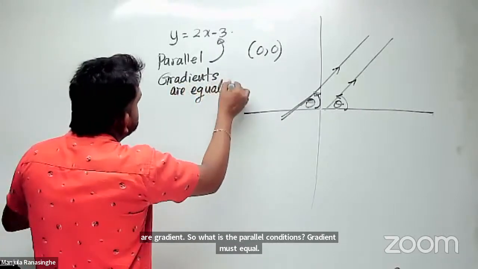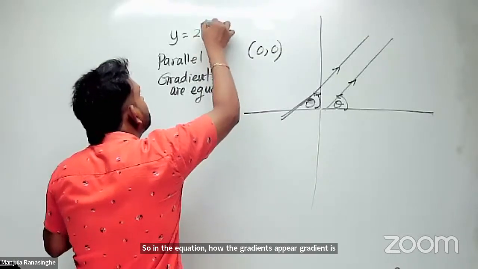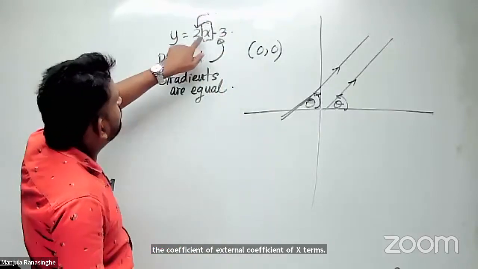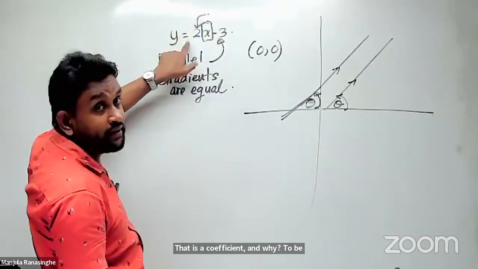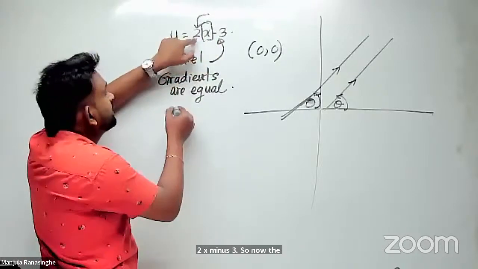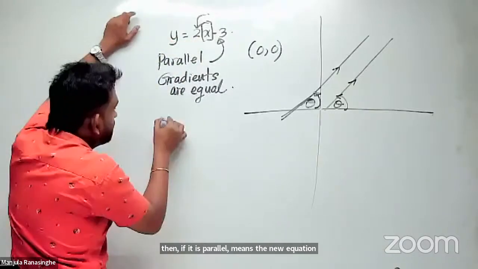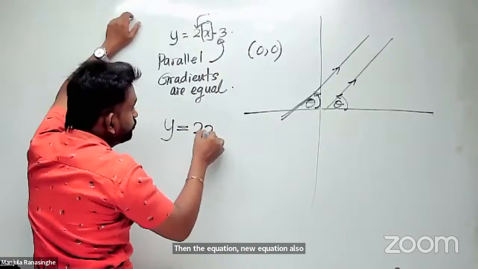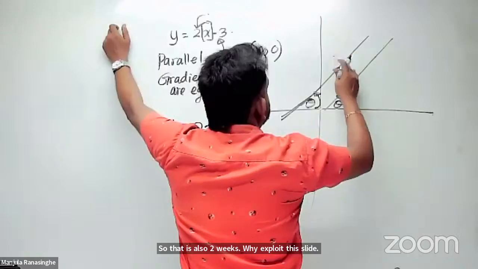So in an equation, how does the gradient appear? Gradient is the coefficient of the x term. What is the coefficient of the x term? It is 2, the value in front of x, when y is made the subject: y equals 2x minus 3. So the gradient of this equation is 2. Then if it is parallel, the new equation's gradient also has to be 2. The new equation shall also start with the same x part, that is also 2x. The x coefficient shall be the same for this line.